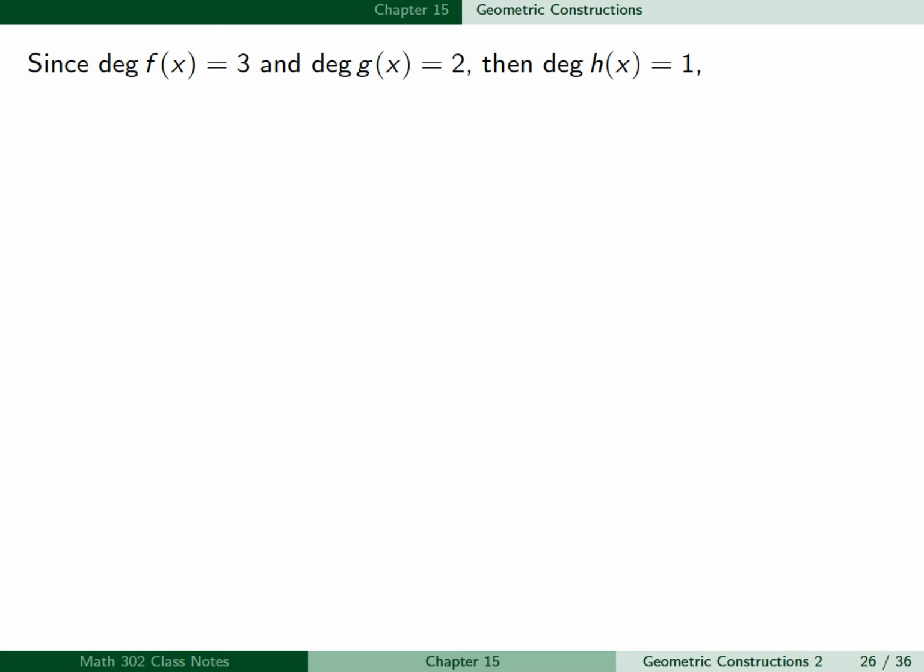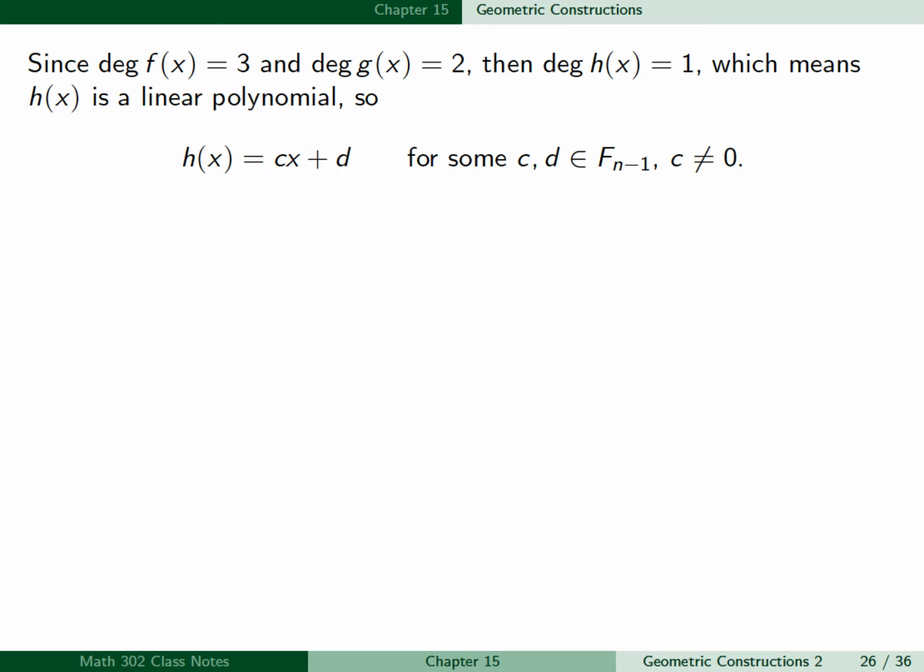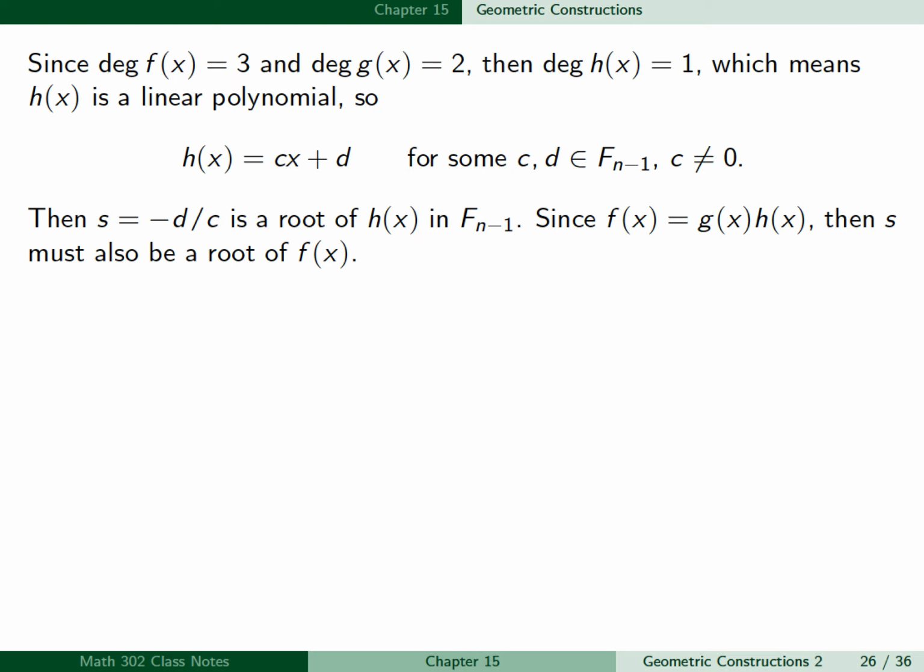Now, since the degree of f(x) is 3, it's a cubic polynomial, and the degree of g(x) is 2, then the degree of h(x) must be 1, which means that h(x) is a linear polynomial. So h(x) has the form cx plus d for some c and d in F_{n-1}, where c is not equal to 0. So then s equals minus d over c is a root of h(x) in F_{n-1}. Now, since f(x) equals g(x) times h(x), then s must also be a root of f(x).